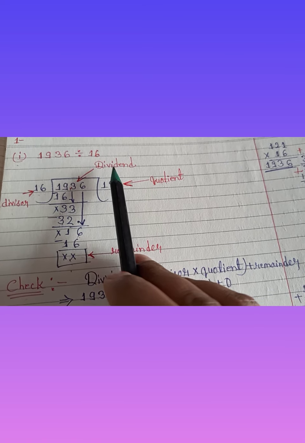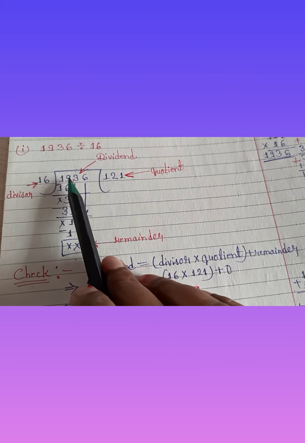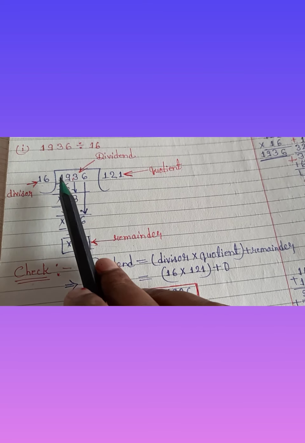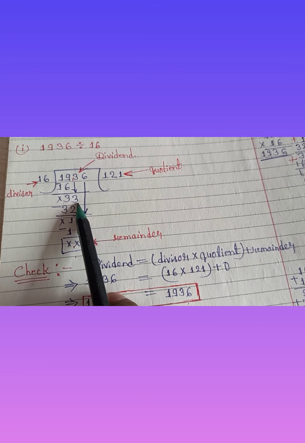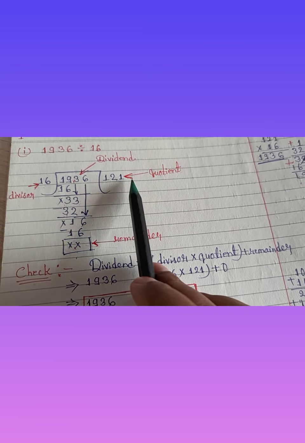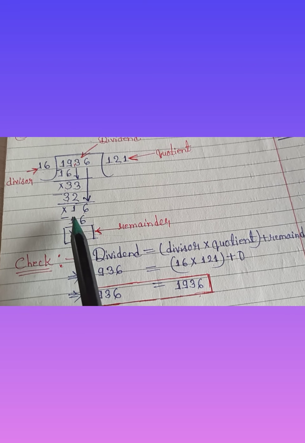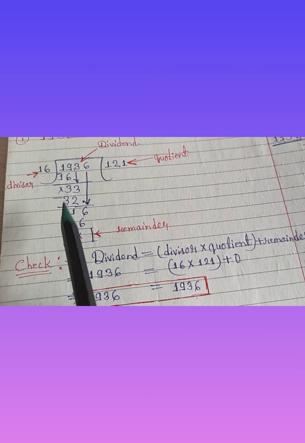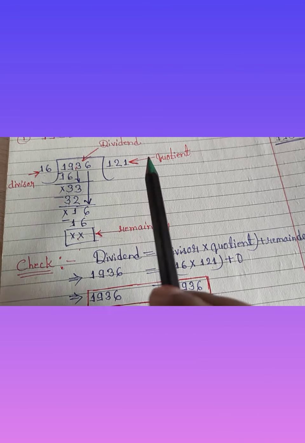1936 divided by 16. So 16 ones are 16, 9 minus 6 is 3, 1 minus 1 is 0, 3 just write below, then 16 twos are 32, then 3 minus 2 is 1, 3 minus 3 is 0, then 6 right below side, then 16 ones are 16.